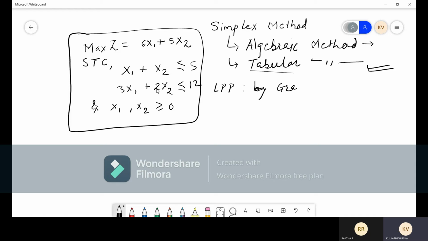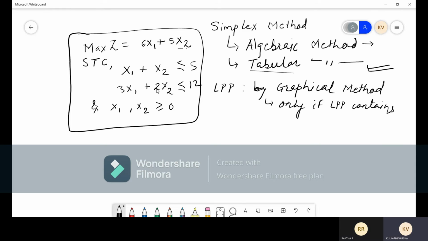In the last class, we have seen how to solve the LPP by the graphical method. But what is the problem with the graphical method? The main problem is that we can use the graphical method only if there are two variables. Here you can see x1 is there, x2 is there, so only two variables are there. But in some examples we may have x1, x2, x3, more than two variables.